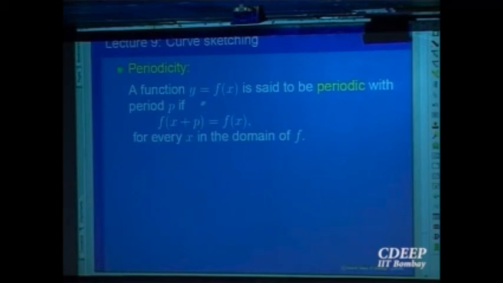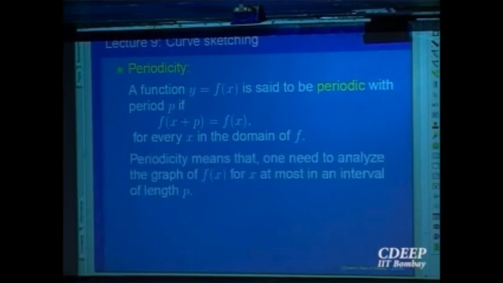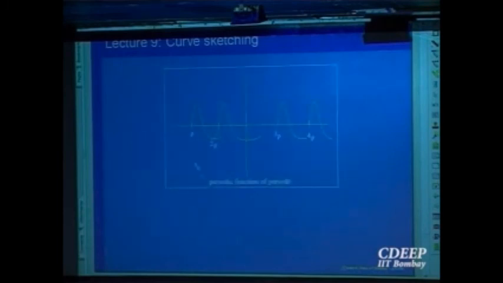So that says f is a function of period p if f of x plus p is equal to f of x for every x. That means from any point x, if you go by a distance p either side, then the value is the same as at the point x. So again the advantage is like your trigonometric functions, right? If you know the graph of the function in one interval of length p, then you know the graph everywhere. You have to just cut and paste that graph everywhere else. So that is the periodicity. If you know the graph, you can just go on repeating it.